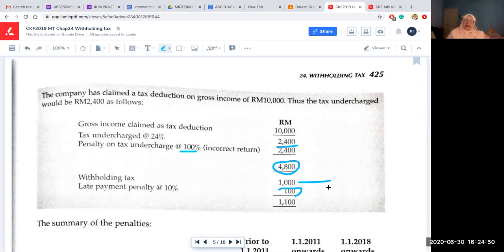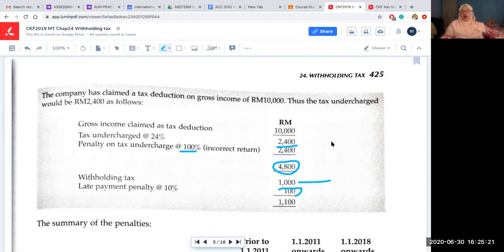And in this case, remember, the tax return has been submitted, and the return submitted is an incorrect return. That's why you get the penalty like this. But if you had paid earlier, before you submitted, you would only have to pay 1,100. But now you have to pay 5,900, an additional 4,800, because you were not aware of the tax. So you have to pay additional tax unnecessarily.